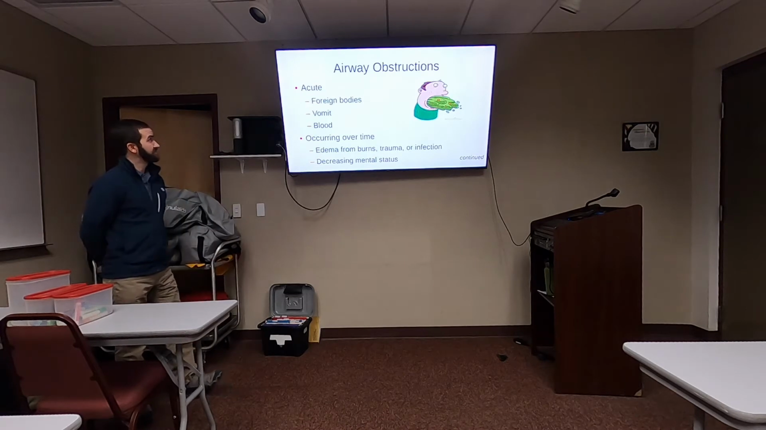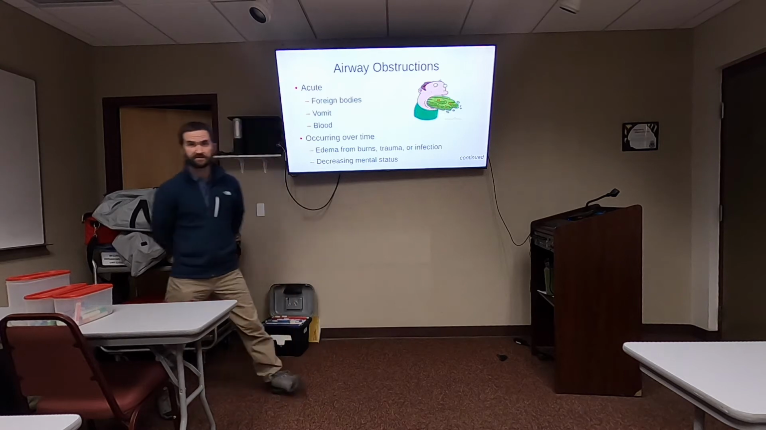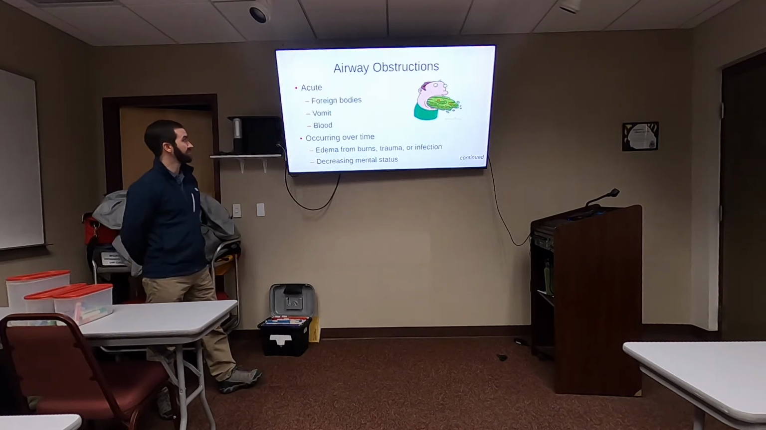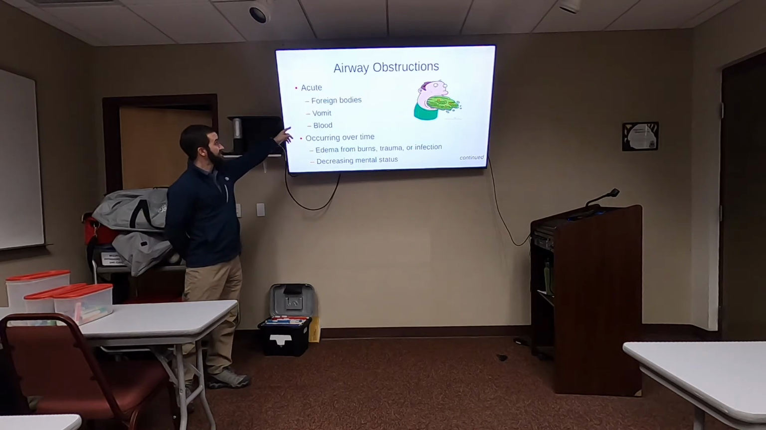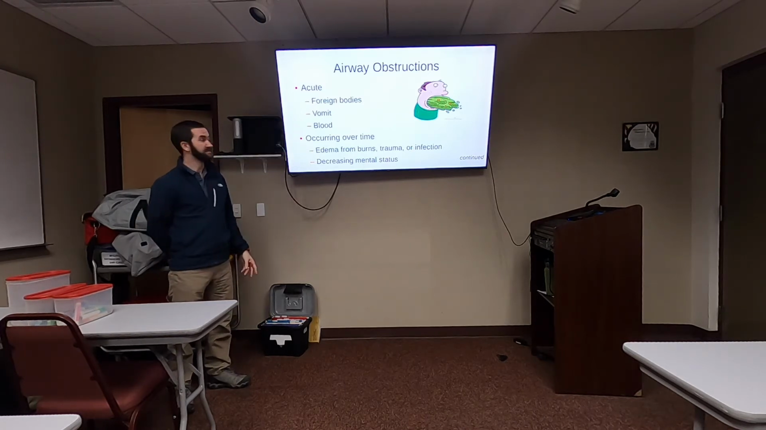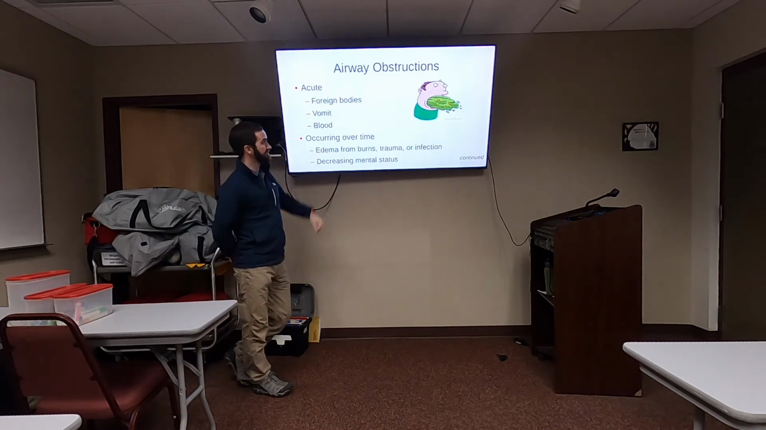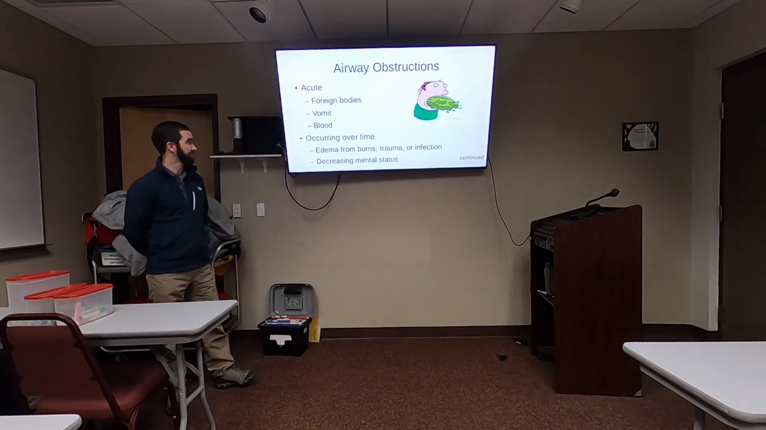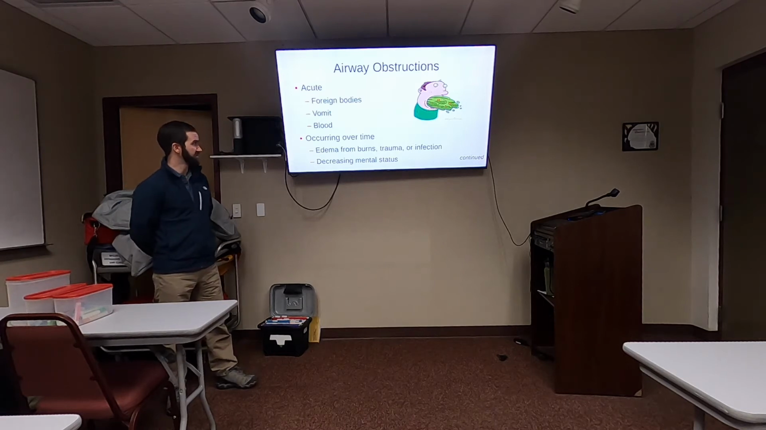So airway obstructions can be acute, like a minute ago or a second ago it wasn't there and now it is, or can occur slower over time, but still end up in an airway obstruction. So for acute things, think foreign bodies, vomit and blood, and then more over time, like airway swelling from burns, or infection, or trauma, or a more gradual decrease in mental status.